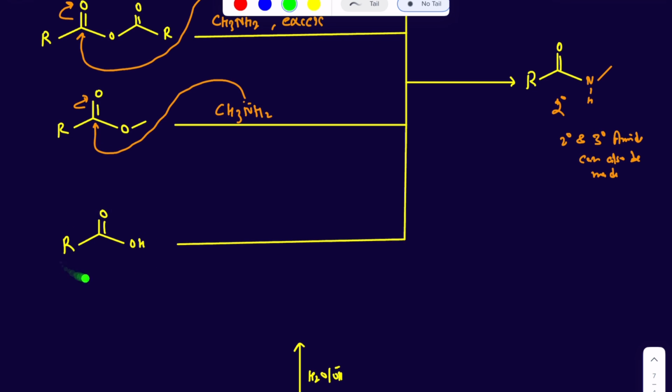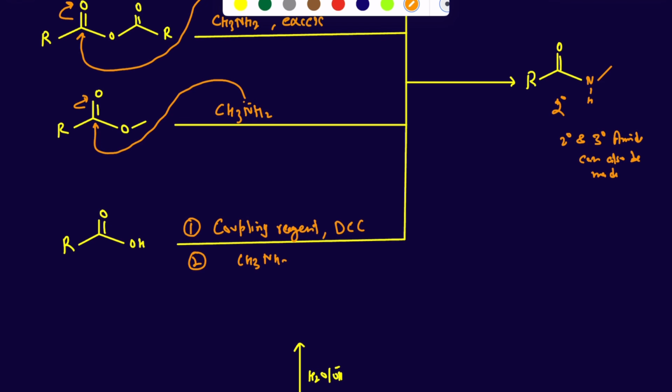Now, when it comes to the acid, it's a little bit different, because if you're just using CH3NH2 or an amine or ammonia, it would remove this proton, because remember that's an acid as well. So that makes it a carboxylate, and that's not going to help. So whenever you're trying to convert a carboxylic acid to an amide, you have to use a coupling reagent with it. The most common one is going to be DCC. So you use the DCC coupling reagent in the first step, and then you use the amine in the second step, and that would end up making the amide.